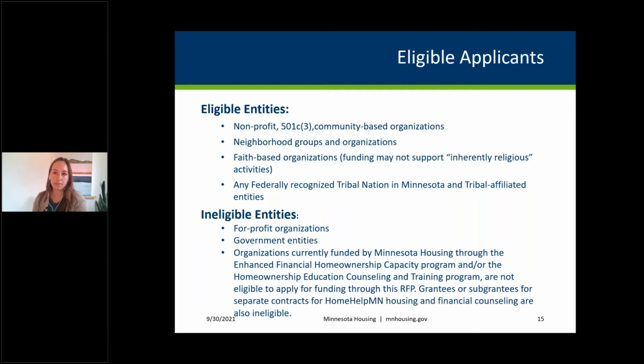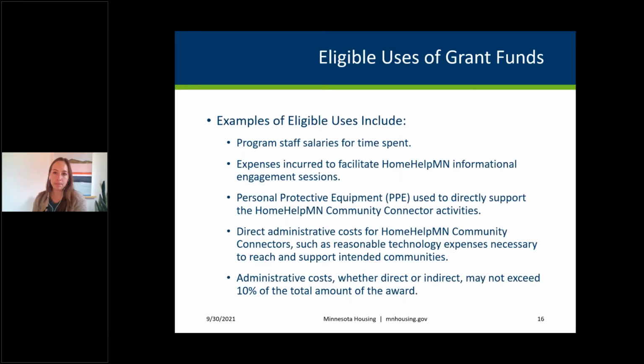I listed here a few eligible uses of grant funds. A lot of this is lifted from the application, but there are a few things we just wanted to highlight. We anticipate that a significant portion of the funds will be people power. So programs, salaries or wages for program staff for the time they're spending on the program, expenses around the informational engagement sessions, personal protective equipment. Of course, we're in a pandemic. We understand sometimes the power of an in-person connection, but want to ensure everyone is safe.